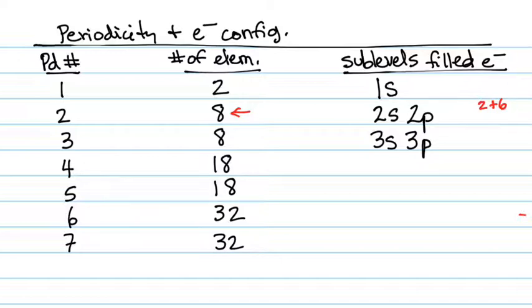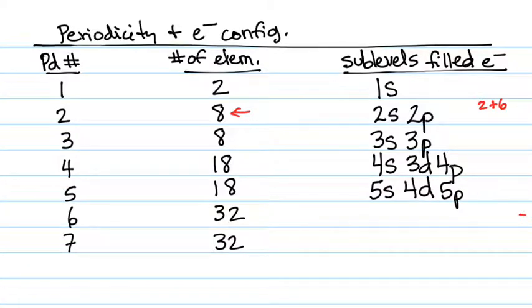Down at period 4, the first thing you hit is 4s. And as you move to the right, you hit 3d and then 4p. Same thing goes on with period 5. 5s, 4d, 5p. And again, that is all refreshers from the previous chapter. And if we do our little bit of adding again, an s sublevel can hold 2 electrons. A p sublevel can hold 6. How many electrons can a d sublevel hold? Hopefully you remembered those 5 orbitals can hold 10 electrons. So 2 plus 10 plus 6 is 18.